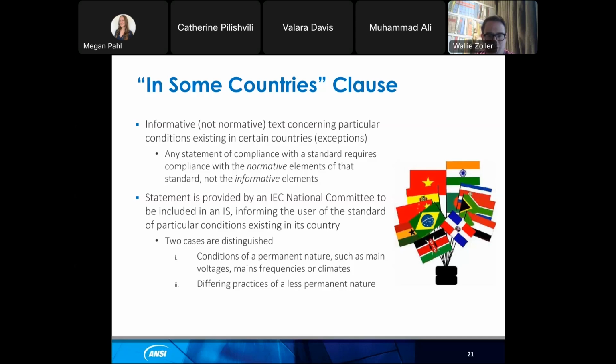There are two cases that are distinguished: the conditions of a permanent nature, such as voltages, frequencies, and climate, or different practices of a less permanent nature. So you will see these pop up. They are sometimes a necessity in order to make sure that standards and projects move forward without losing the good work of the people working in good faith to push these standards forward, but recognizing that there are going to be some differentiation in countries.